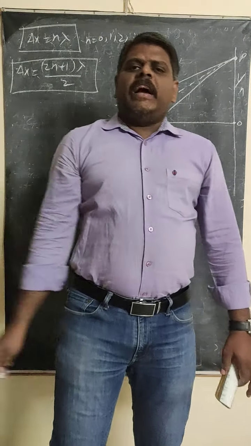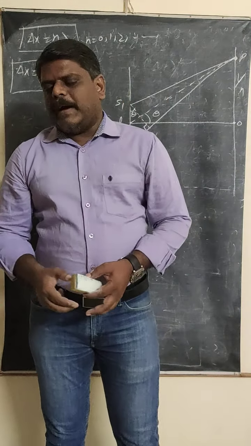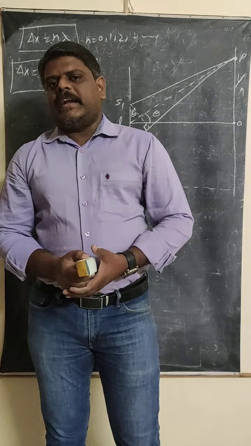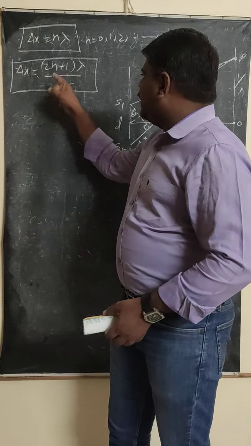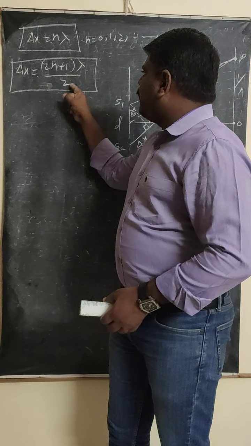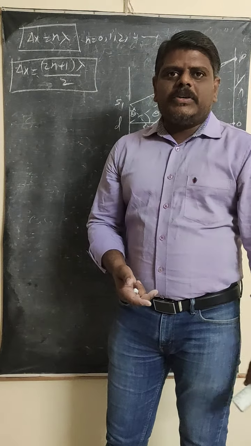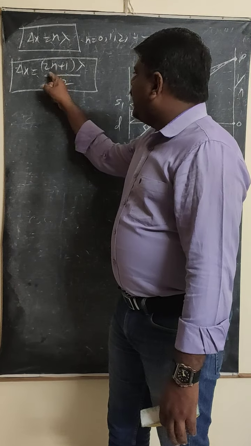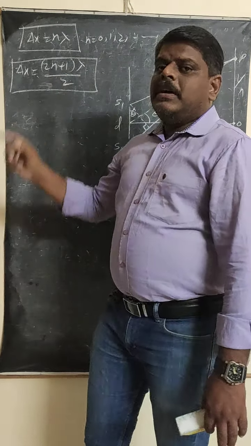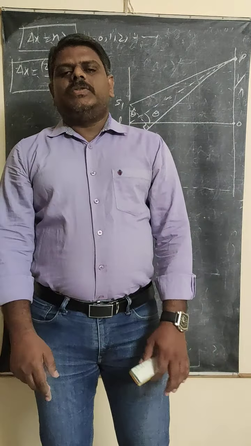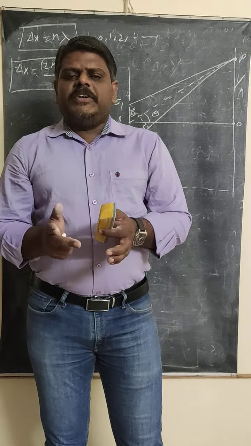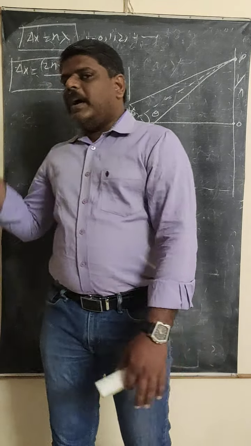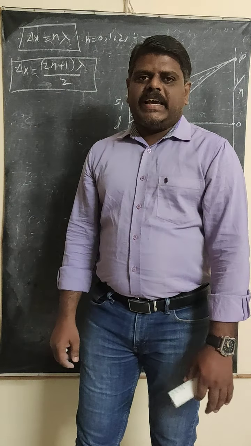Right. One thing I want to confirm here: in the case of the dark band, there are two formulas, or two conditions. In some textbooks, the condition is taken as (2n + 1) λ/2, and in other textbooks, it is taken as (2n − 1) λ/2. Don't be confused by these two conditions. Right now I am going to explain very clearly which formula, which condition, we are going to take under which cases.